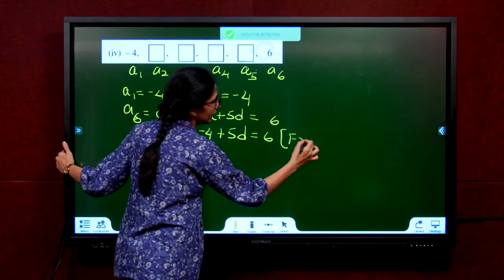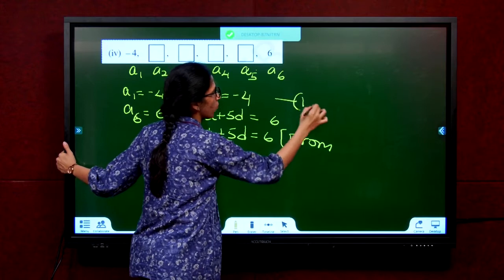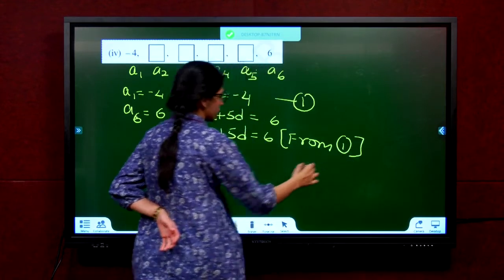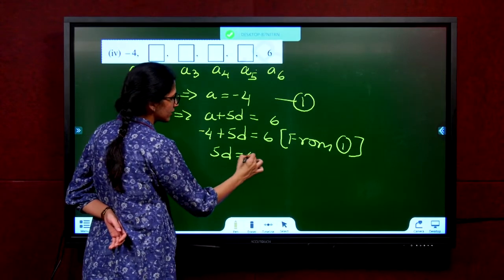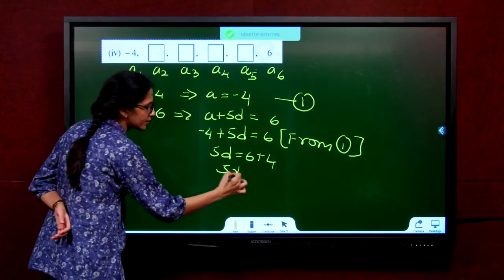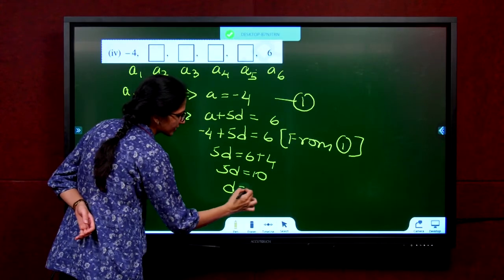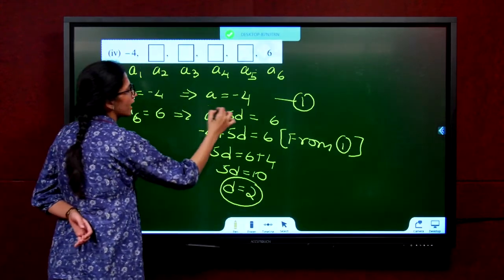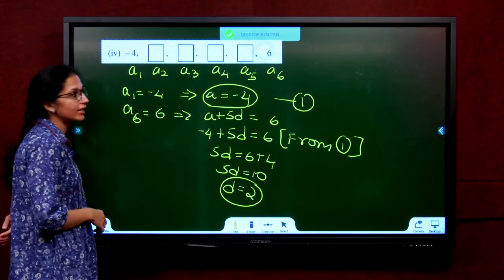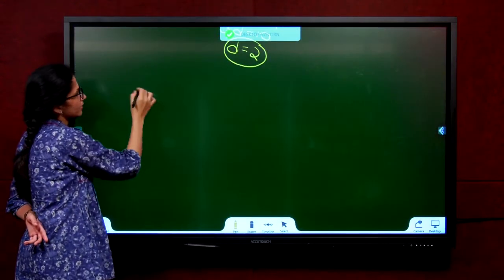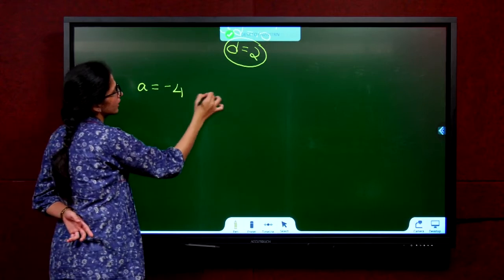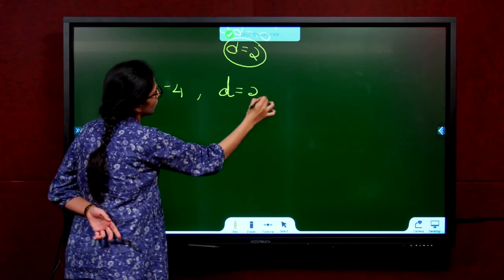How did we get that? From equation 1. Fine? Okay. Minus 4 goes outside. 5D is equal to 6 plus 4. 5D is equal to 10. D is equal to 2. So we have A equals minus 4, D equals 2. You have to find A2 to A5. A is equal to minus 4, D equals 2.